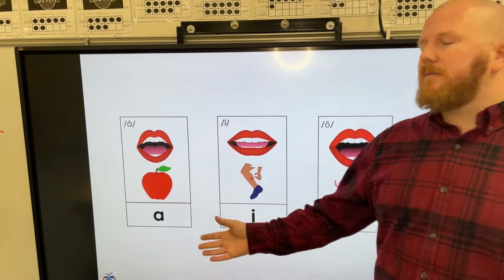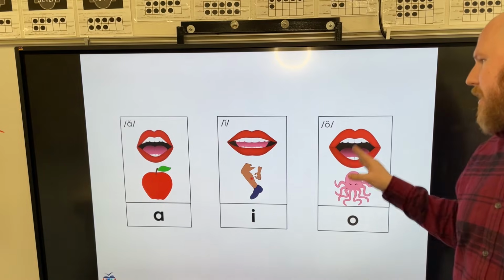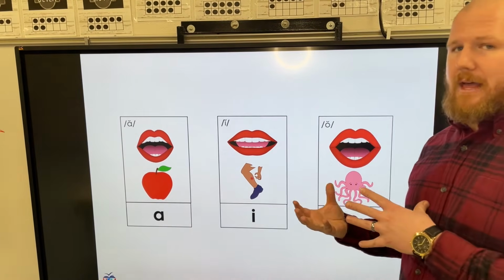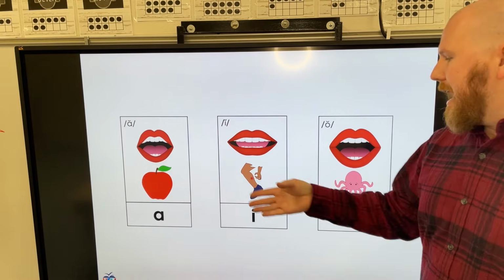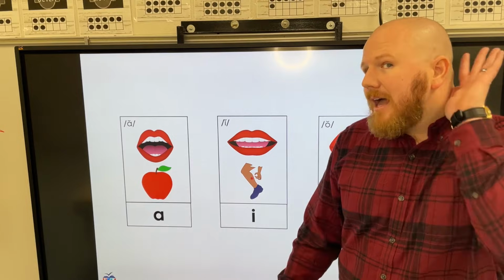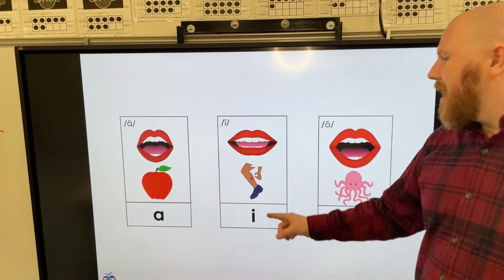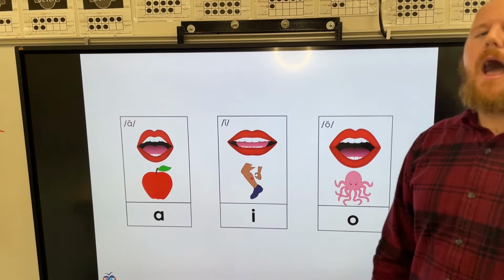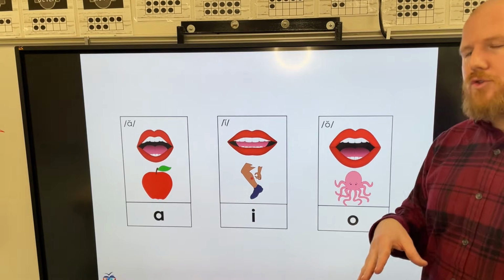All right, so here's our vowels. A, I, and O. We know A, E, I, O, U are our vowels, but we're going to be focusing on these short vowel sounds. A, I, O. So A says "ah." I says "ih." And O says "ah." Those are the short vowel sounds.